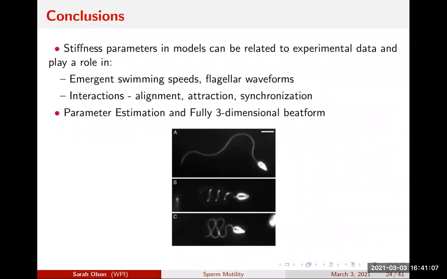Okay, so for that portion, what I wanted to say is that we have ways with these simplified modeling approaches to start understanding some of these emergent swimming speeds, the emergent flagellar waveforms, when we might see interactions such as alignment or attraction or synchronization, and whether or not it's hydrodynamically efficient. Another thing I wanted to tell you a little bit about today is some parameter estimation work we've been doing.